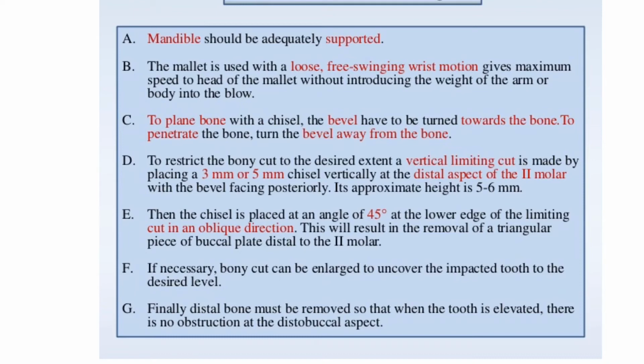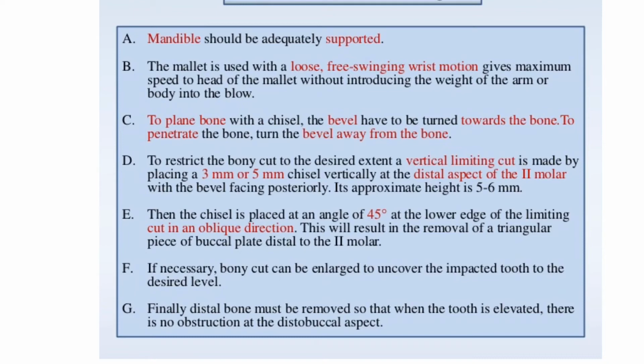The technical details of chisel and mallet technique include: the mandible should be adequately supported. The mallet is used with loose free swinging wrist motion which gives maximum speed to head of the mallet without introducing the weight of the arm or body into the blow. To plane bone with a chisel, the bevel has to be turned towards the bone, and to penetrate the bone, turn the bevel away from the bone.